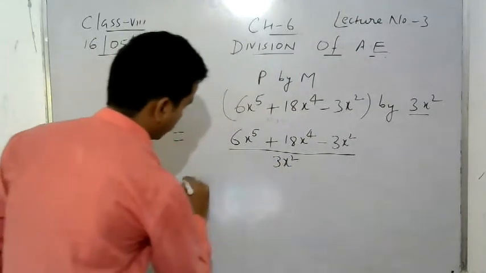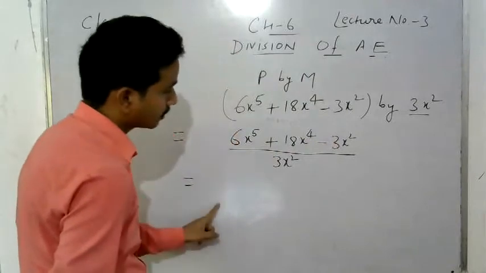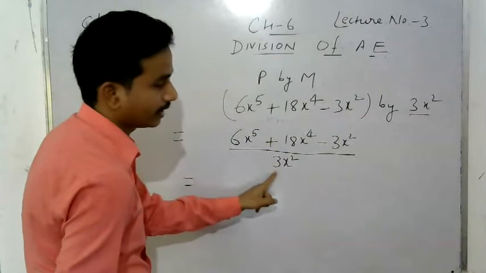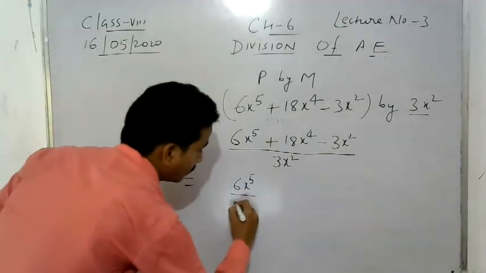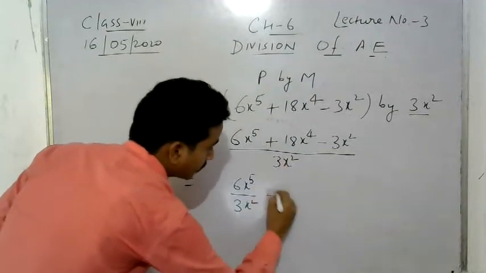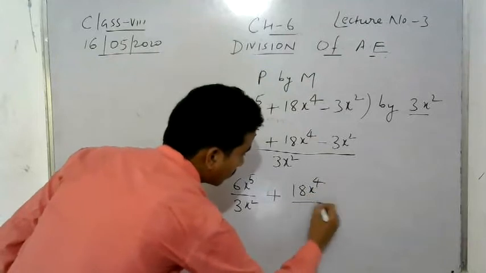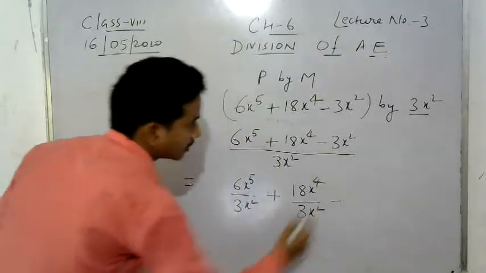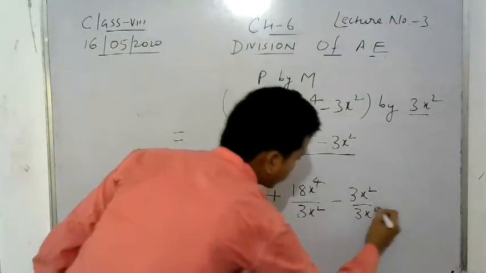Now here there are 3 terms, and in the next step you have to divide each term separately by 3x square. Like this, 6x to the power 5 will be divided by 3x square. Again there is a plus sign, write plus here. Now 18x to the power 4 will be divided by 3x square. There is a minus sign here, write minus. And here 3x square will be divided by 3x square.